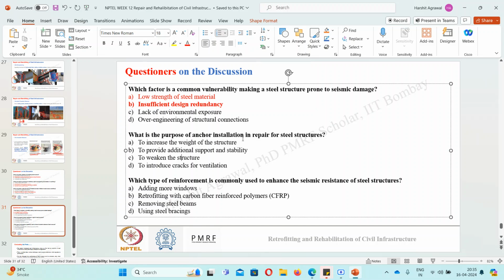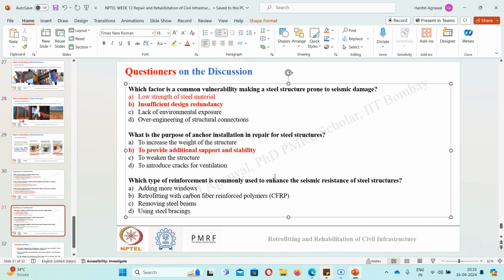What is the purpose of anchors installation in the repair of retrofitting? So we know anchors are installed for strengthening the joints. So these will help to provide additional support and stability to the structure. Okay, so this will be my answer. All other three are negative impacts, but anchors have a positive impact on the repair work.